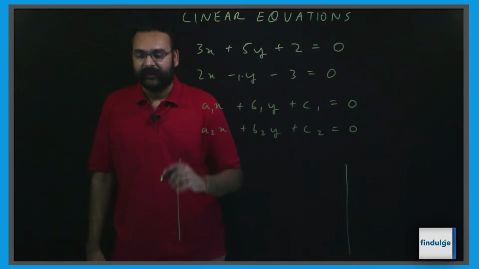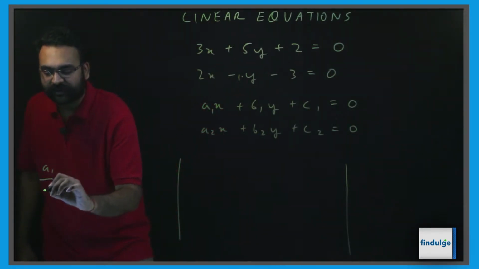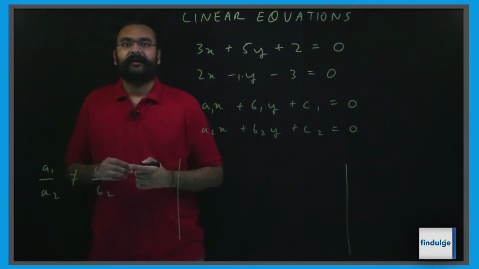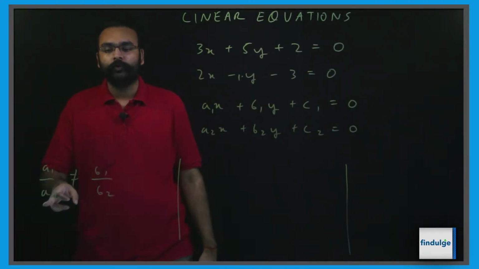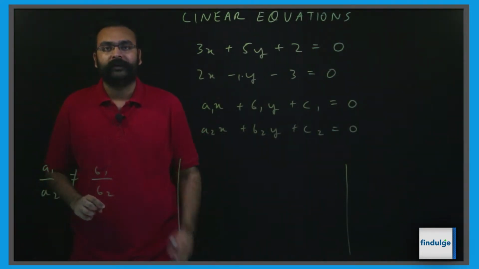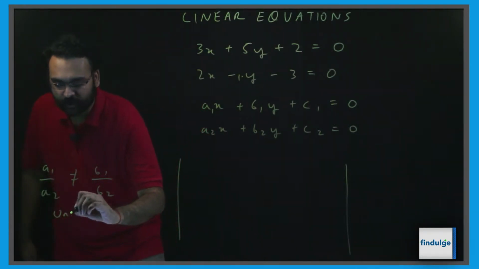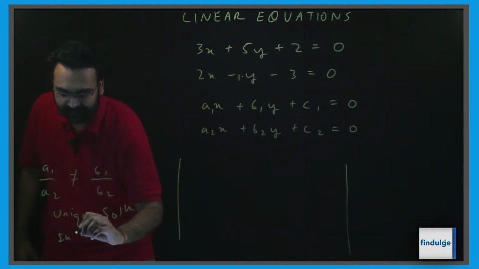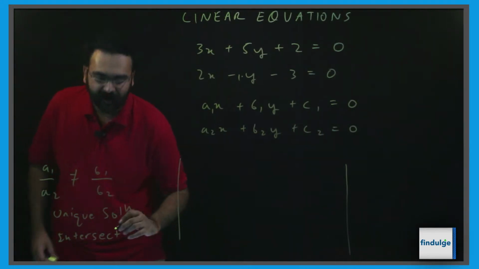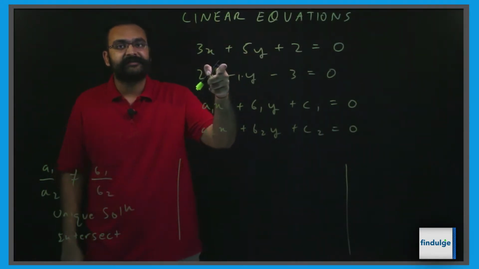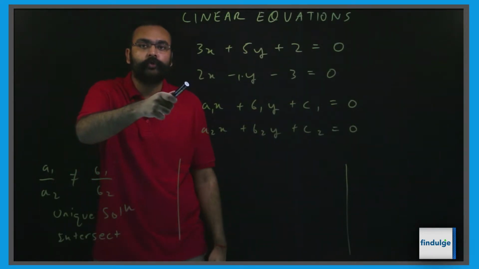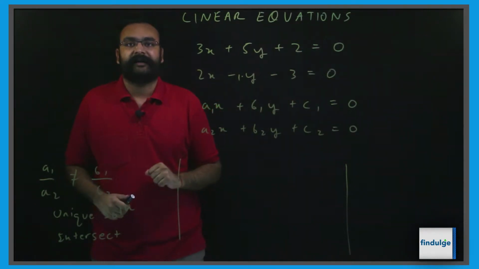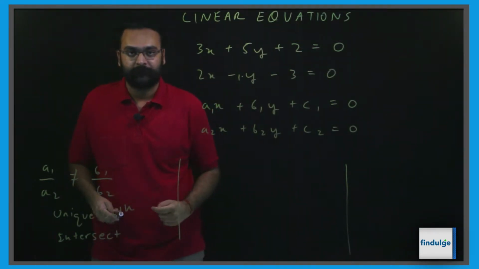First condition is if the ratio of the coefficients of x and y are not equal. So a1 upon a2 is not equal to b1 upon b2. This means there is a unique solution, or that the lines intersect at one point. So in this case, we can see 3 upon 2 is not equal to 5 upon negative 1. That's why these lines intersect and have one solution.